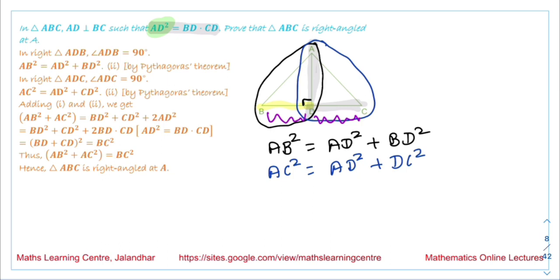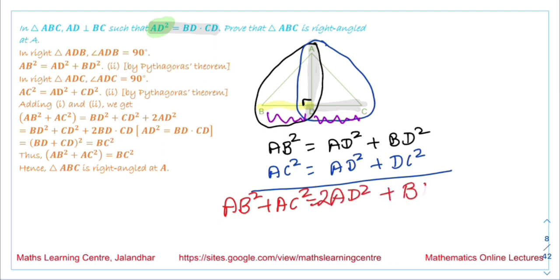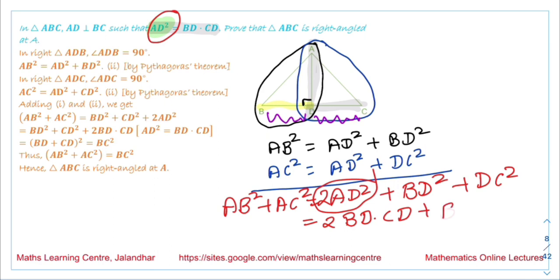Now if we add both these equations, we will get AB square plus AC square is equal to AD square plus 2 times BD square plus DC square. This AD square value we have is equal to BD into CD, so it is 2 times BD into CD plus BD square plus CD square. This is equal to BD plus CD whole square.